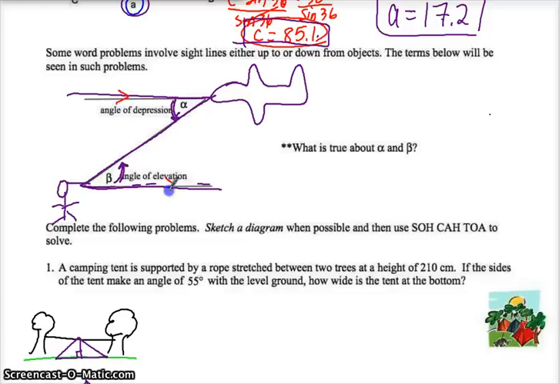What do we know from our geometry days? If these lines are parallel, then these are alternate interior angles, and alternate interior angles are congruent. So what is true about alpha and beta? These two angles are congruent to each other. The angle of elevation and angle of depression in the same picture are going to be congruent.